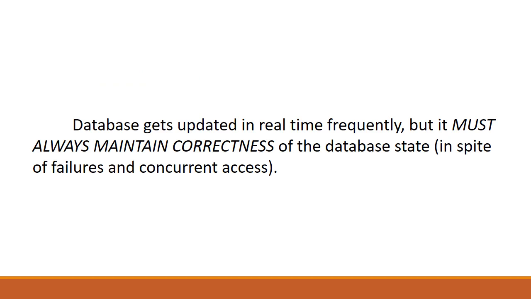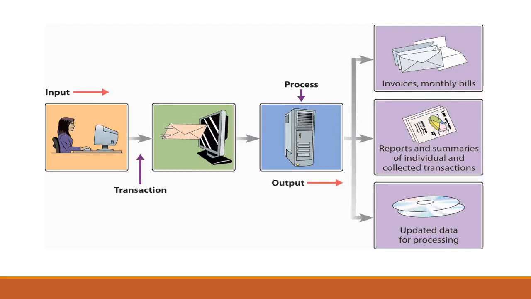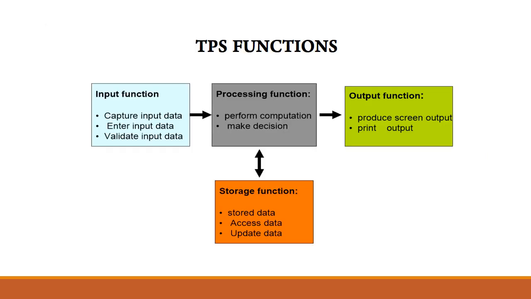What makes the requirements for online transaction processing different from the other systems? The database gets updated in real time frequently, but it must always maintain correctness of the database state, in spite of failures and concurrent access. Here is a picture of how a transaction processing system works. And to summarize it, this picture shows the transaction processing system functions.